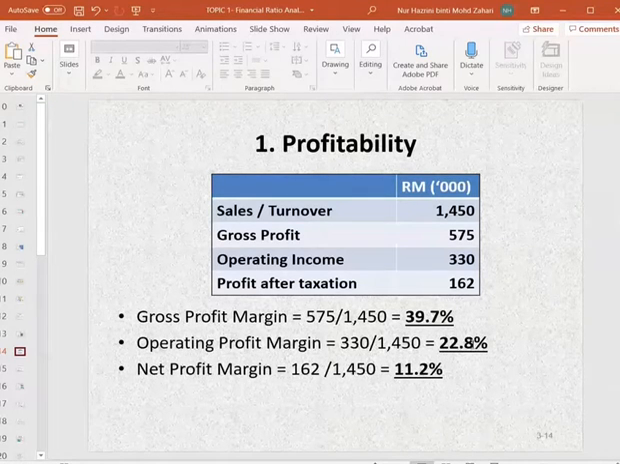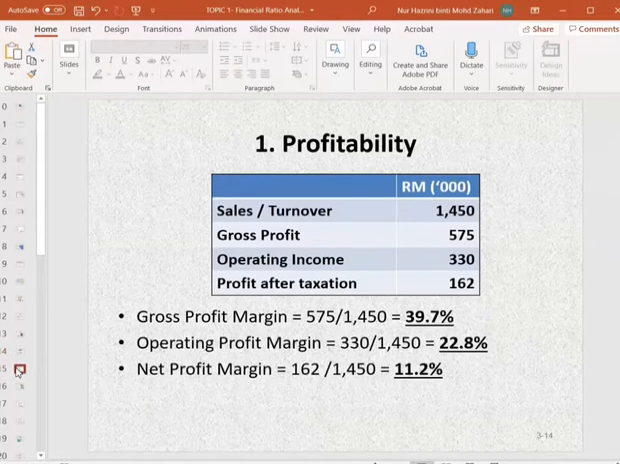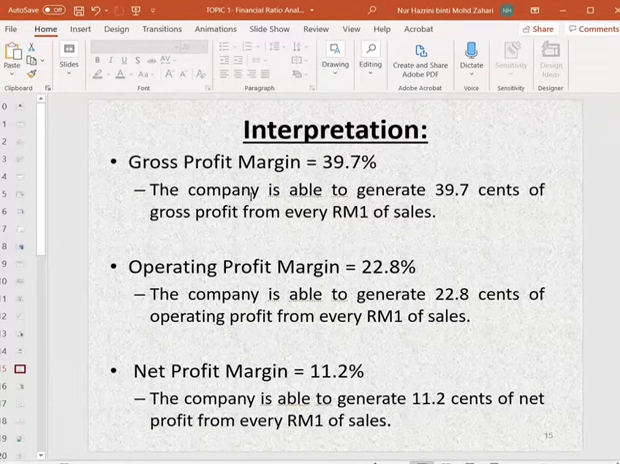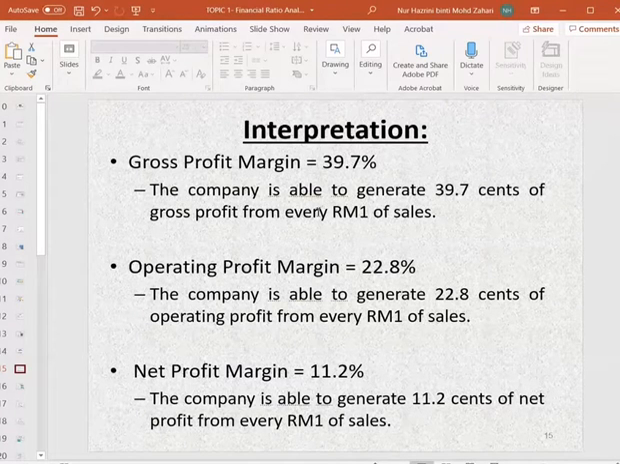So how do we rate this? How do we know whether this is good or bad? This is how we interpret all of these ratios. For gross profit margin, 39.7% means the company is able to generate 39.7 cents of gross profit from every 1 ringgit of sales.